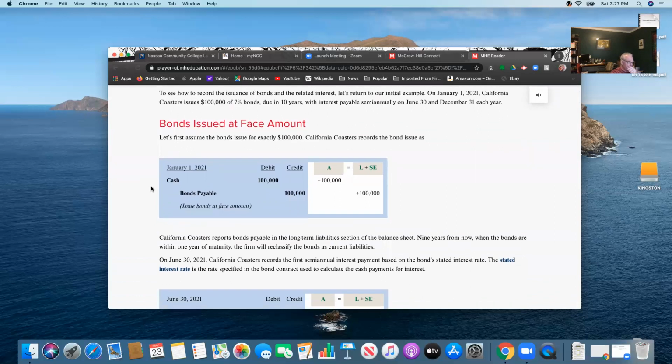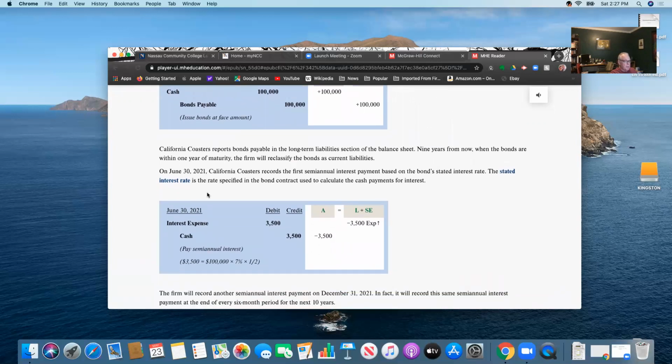So here's a simple example of a company that sold bonds. They use the word issue, which means sold, for $100,000. This is a $100,000 bond, face amount, 7%, due in 10 years, interest payable semi-annually, June 30th and December 31st. So what entry gets made the day the bonds are first sold? Debit cash, credit bonds payable. Remember how to do journal entries? Debit cash, credit bonds payable.